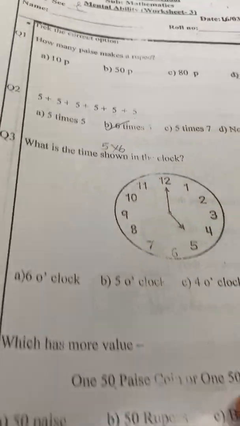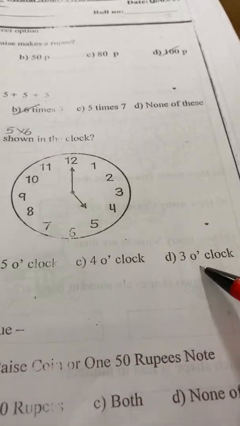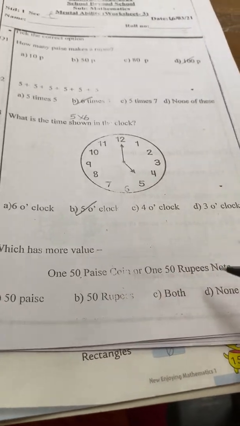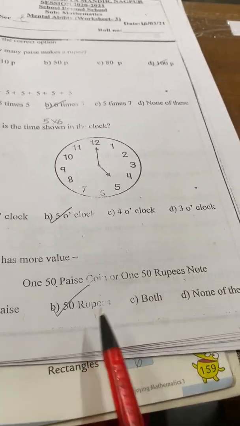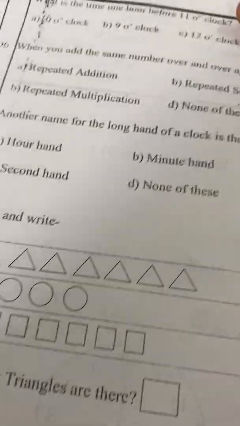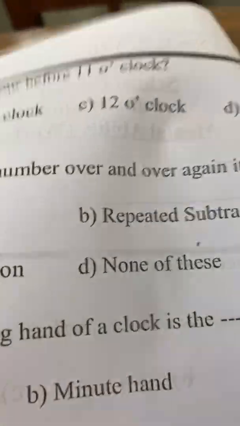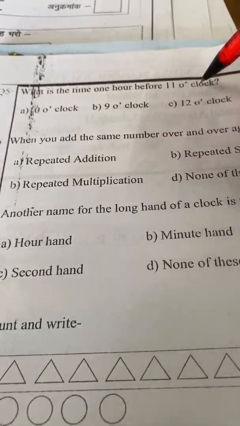What is the time shown in the clock? 6 o'clock, 5 o'clock, 4 o'clock, 3 o'clock. Which has more value? 50 paisa coin or 50 rupees note? It's given the options 50 paisa, 50 rupees, both or none of these. Remember, the options will be there, so you need to do this properly, beta, and not make any mistakes here.